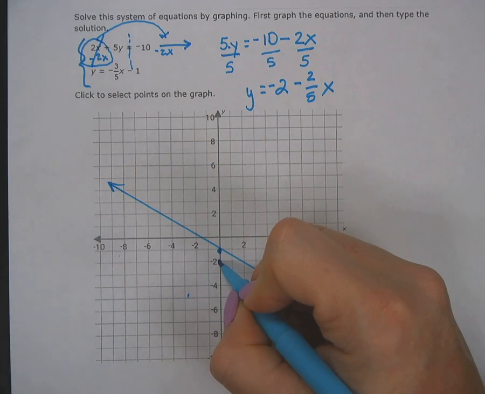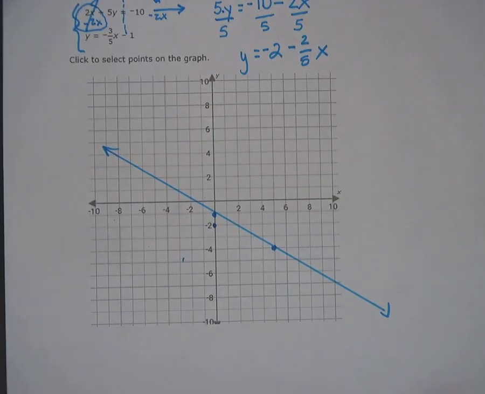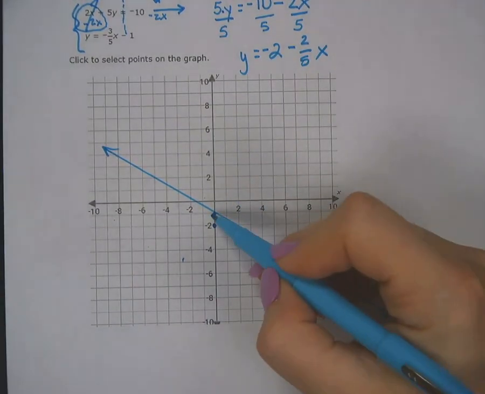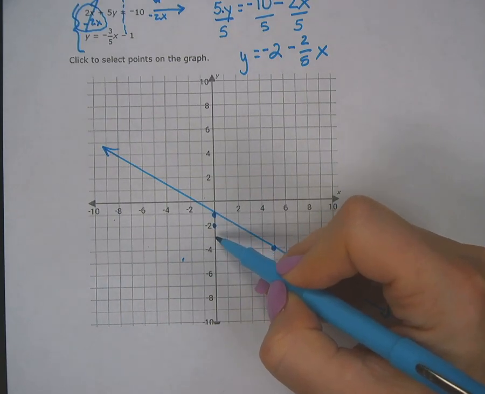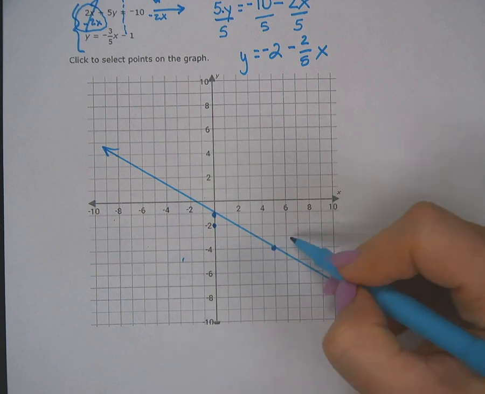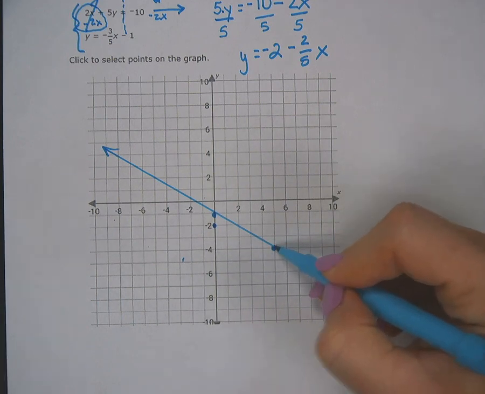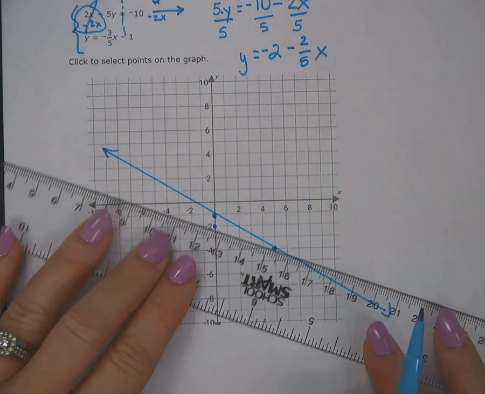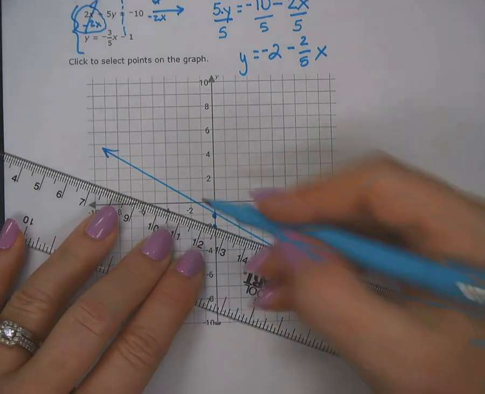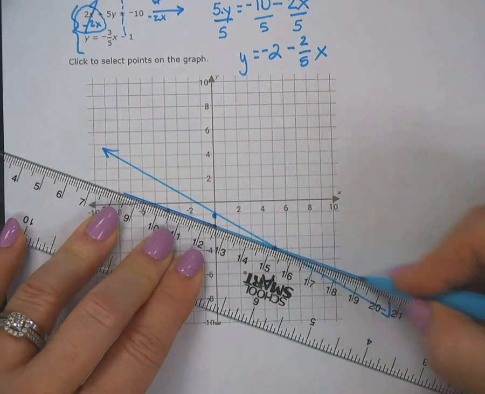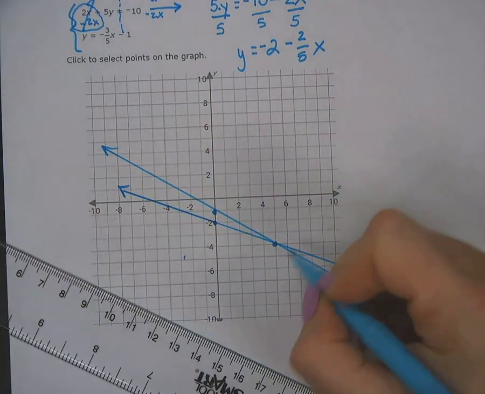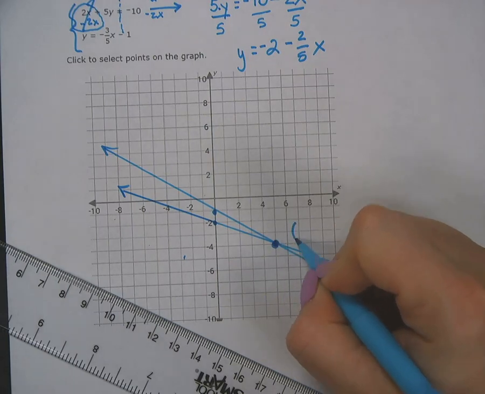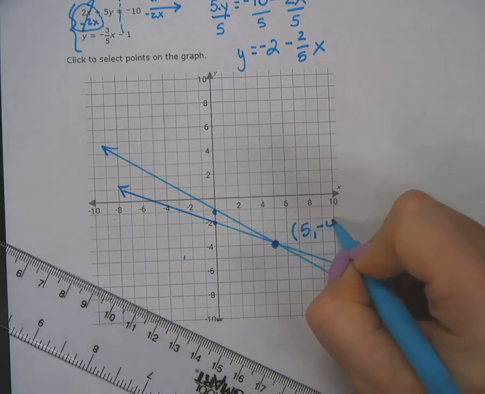So I go on the y-axis to negative 2, and now from this point, I'm going to rise negative 2. So that means go down 2 and run 5. So that means it's going to go through that same point that the other one did. And you can see that these two lines intersect clearly at this ordered pair, which is the ordered pair 5, negative 4.